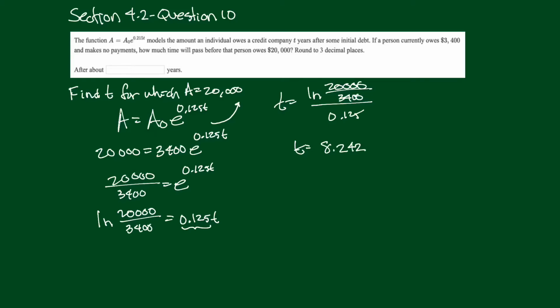8.242. And what this means then is that if this person who currently owes $3,400 makes no payments, in a little over 8 years, that $3,400 debt will go up to $20,000.